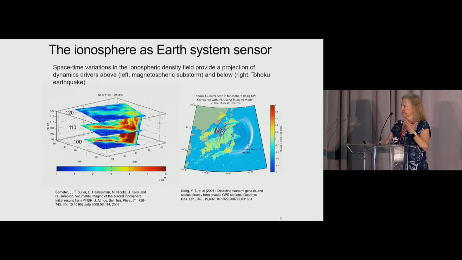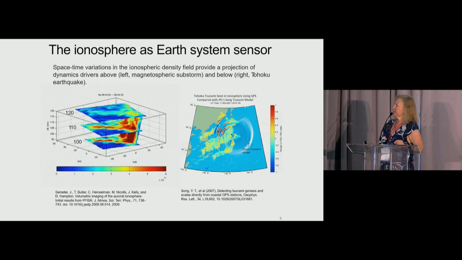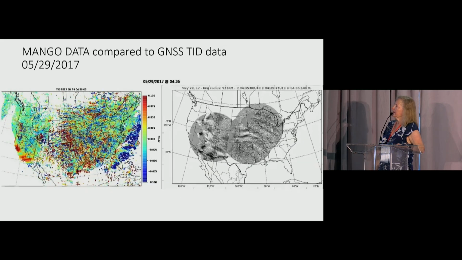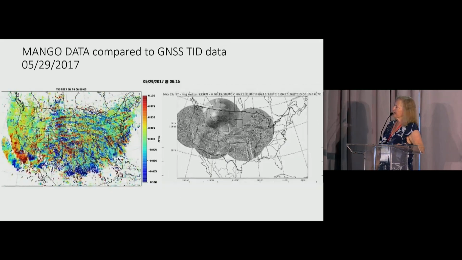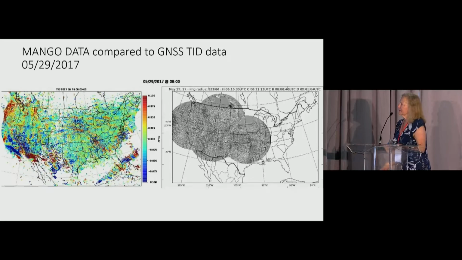to start getting into. Now, this is from Josh Semeter, but basically he's saying we need to look at the ionosphere as an Earth system sensor, not only to look at MI coupling, but also to look at sort of the variations that you're going to see from propagating up from the ground. This is actually from the large earthquake in Japan, but as you know, we've been doing that.